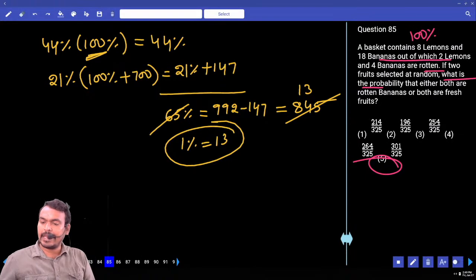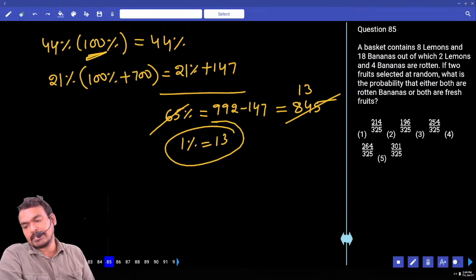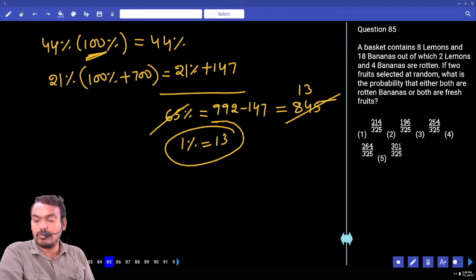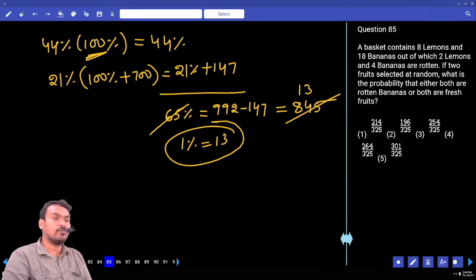Next, question number 85. A basket contains 8 lemons and 18 bananas, out of which 2 lemons and 4 bananas are rotten. If 2 fruits are selected at random, what is the probability that either both are rotten bananas or both are fresh fruits?